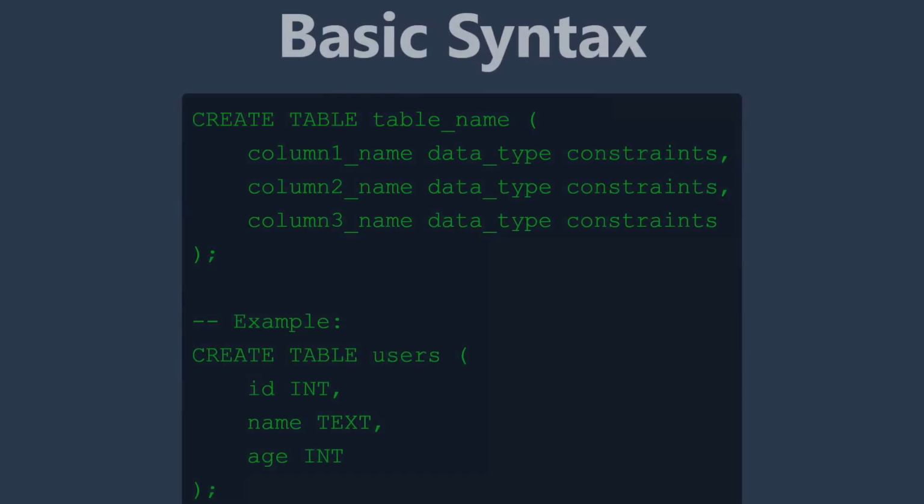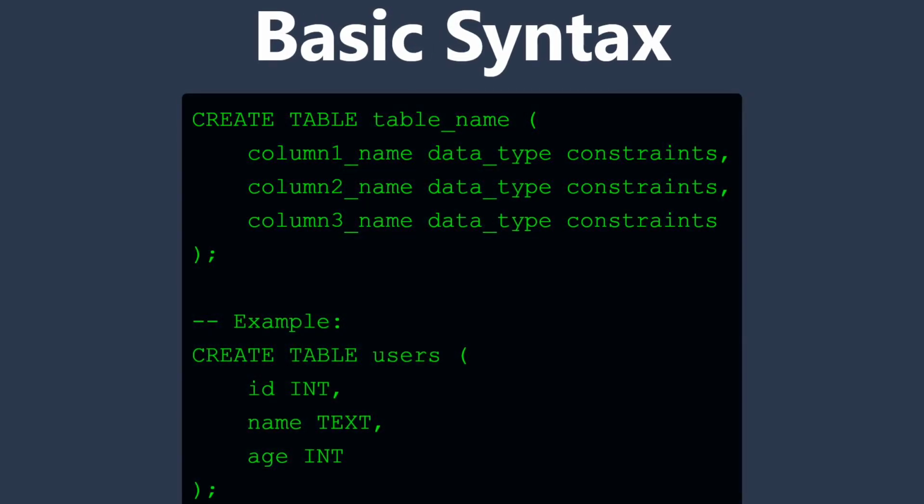Let's move on to the basic syntax for creating a table. As you can see, the command starts with CREATE TABLE followed by your table name. Inside the parentheses, you will define each column with its name, data type, and any constraints. Here is a simple example, a users table with 3 columns: ID, name, and age. Each column definition is separated by a comma, and at the end of the line we put a semicolon.